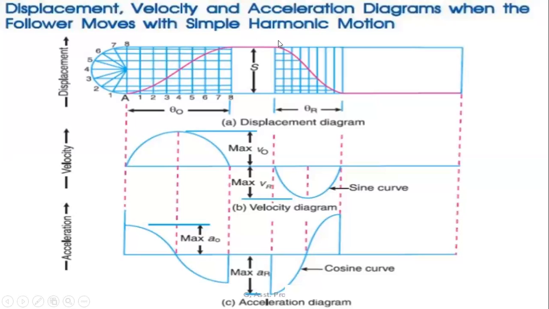So firstly we have to draw the lift of the follower, that is the stroke of the follower. It is indicated as S. It will be directly given in the question. The total vertical length will be divided to a center point, and we have to draw a semicircle and then divide the semicircle into any number of equal parts, be it 6 or 8.